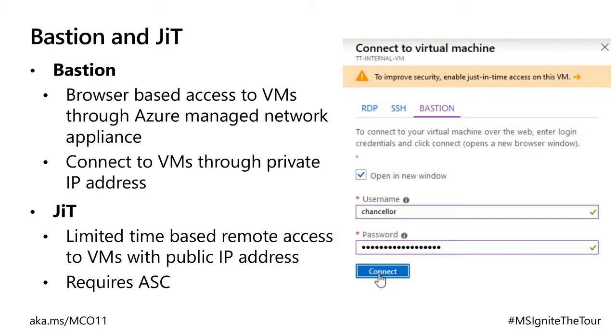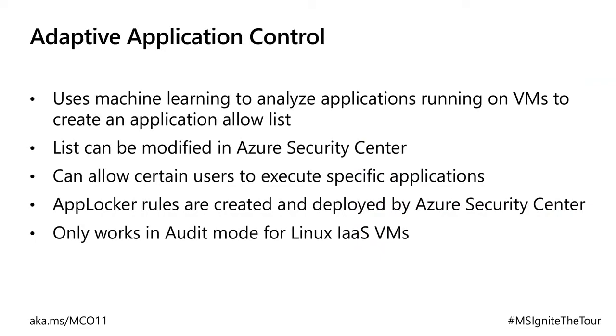With just-in-time, it requires Azure Security Center, and what happens when you use just-in-time is that you request access to a VM, and then for a certain amount of time, you can get access to that VM from the specific IP address that you've requested access on.